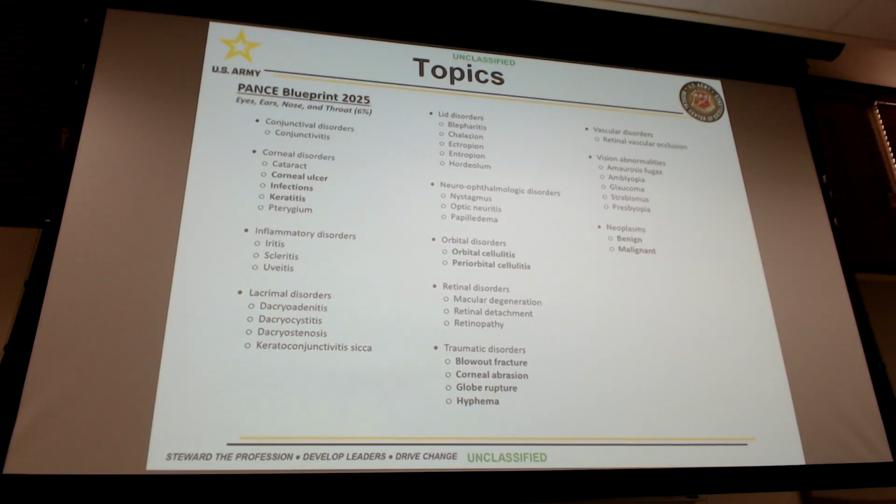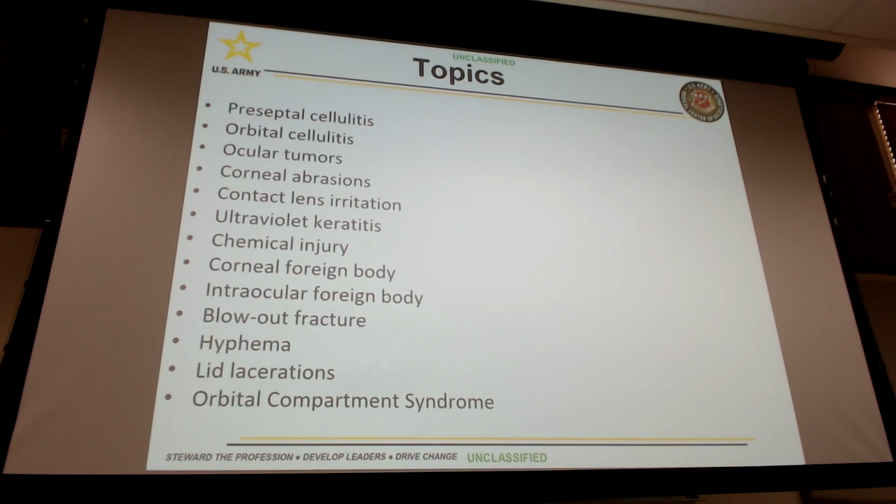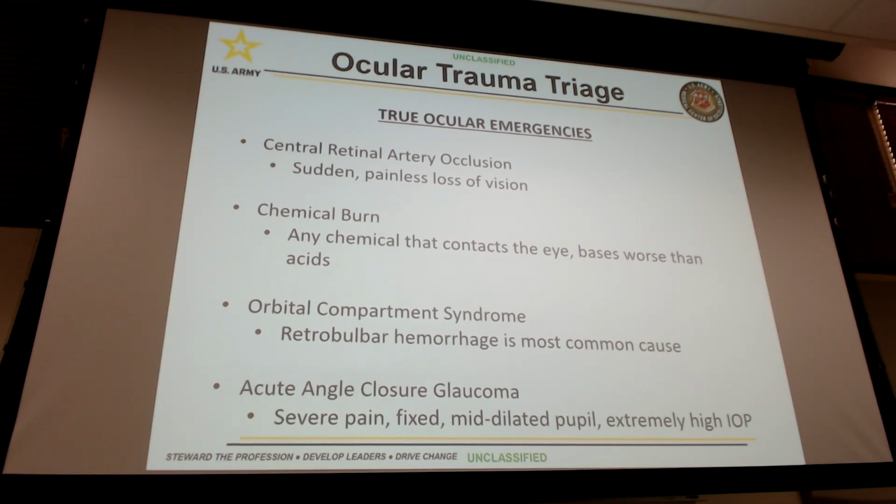All right, here is the blueprint for today. Talk about some corneal disorders, orbital disorders, trauma, and then a few neoplasms in there as well. Copious amount of topics on here. Okay. The first thing I want to talk about is triage. It's going to be pretty important to understand what diseases do I need to treat emergently, urgently, or what diseases can wait.